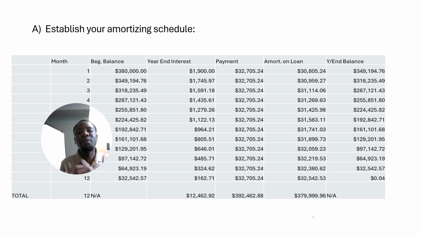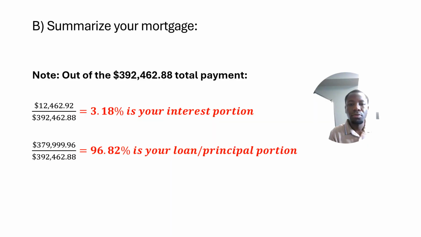After having established this amortizing schedule, the numbers which will come from here are the numbers that we're going to use to generate our summary. Now, what you do here, you summarize your mortgage. The technique is that you total all your monthly payments. It can be yearly as well, but in this case it's a monthly payment.